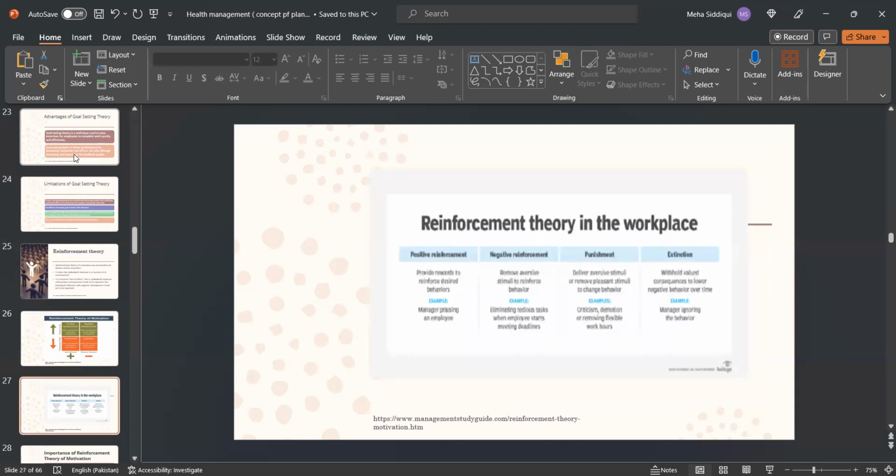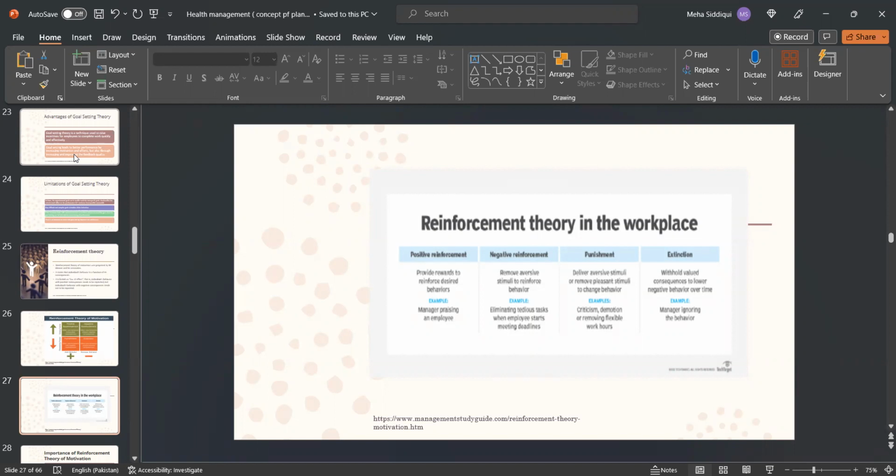So if we talk about reinforcement theory in the workplace, like positive reinforcement, as we have talked, it provides rewards to reinforce desired behavior. For example, a manager praising an employee would be a positive reinforcement. Negative reinforcement removes aversive stimuli to reinforce behavior, like eliminating tedious tasks when an employee starts meeting deadlines.